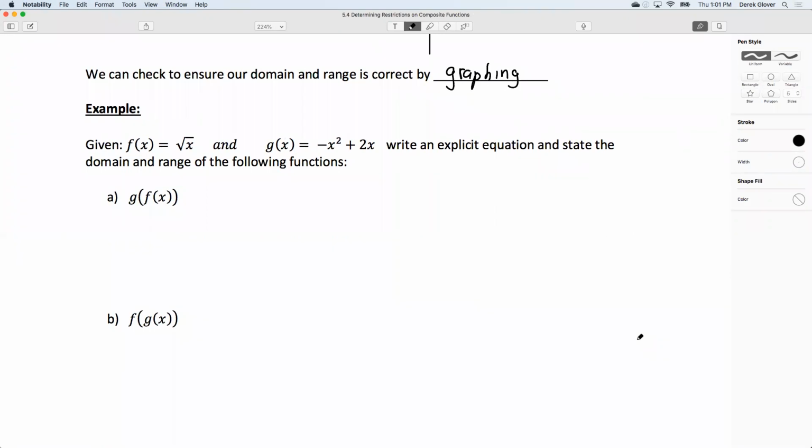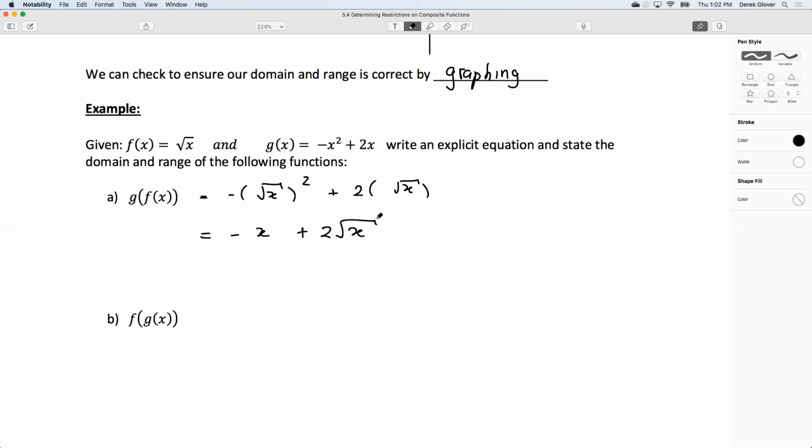So we've got root x, and we've got negative x squared plus 2x. We need to make g of f and f of g, and define their domains and their ranges. So g of f of x is going to equal negative bracket squared plus 2 times bracket. And then in those brackets, we're going to write root x. So this is going to be negative x plus 2 root x.